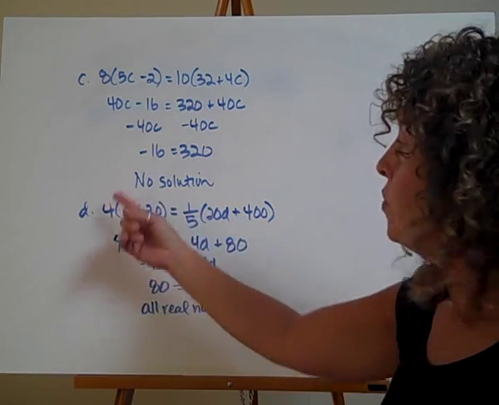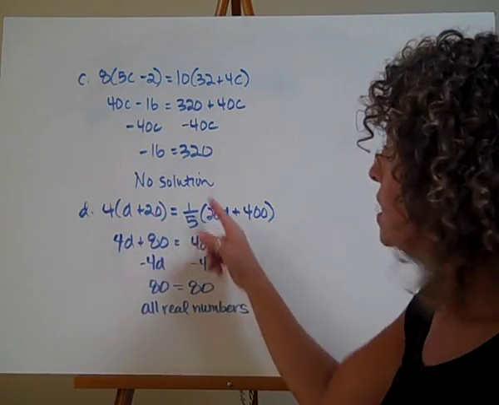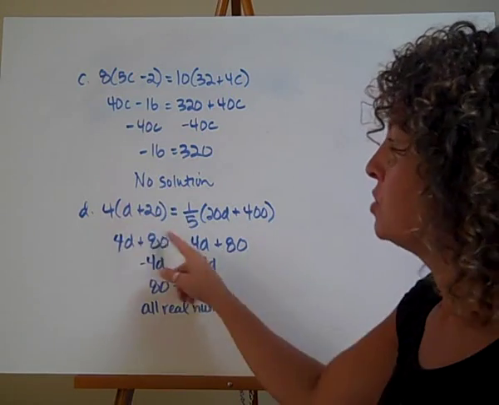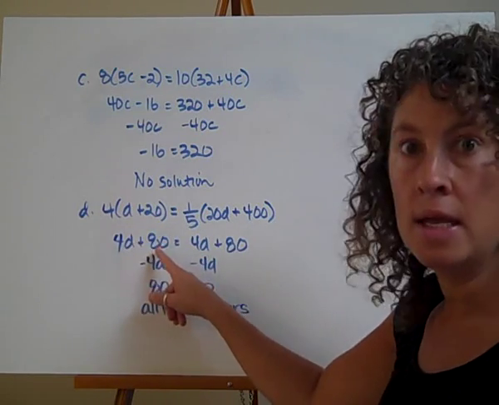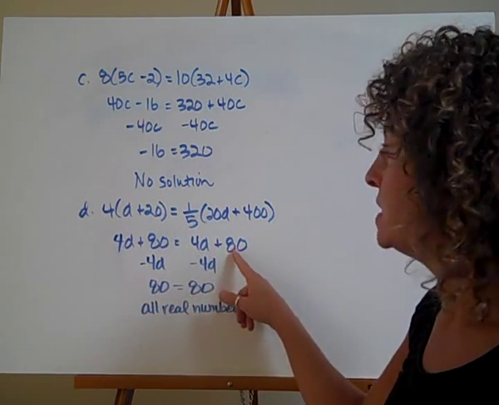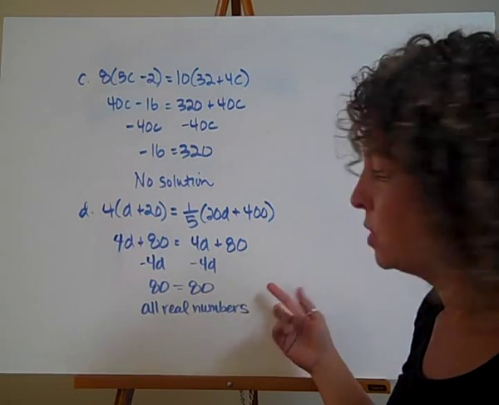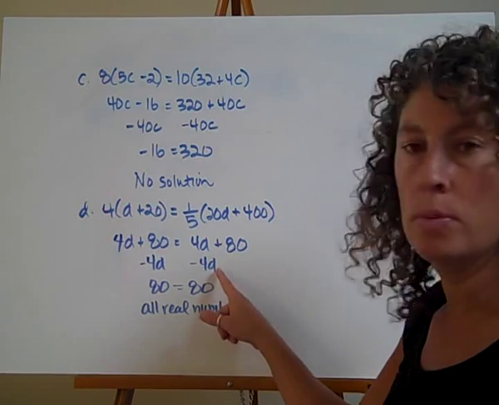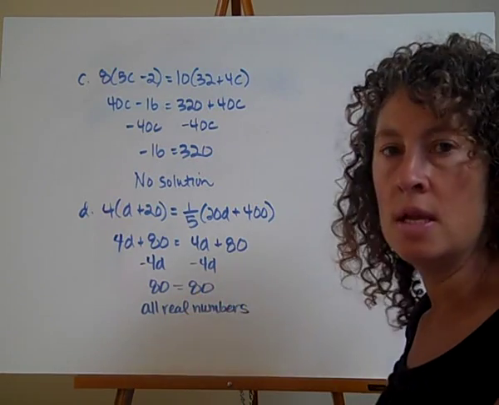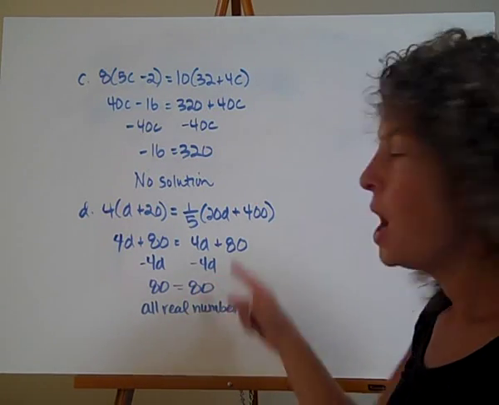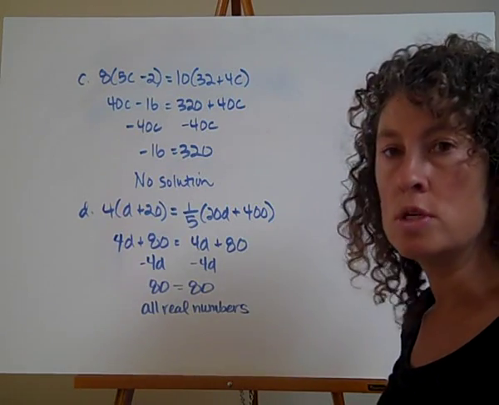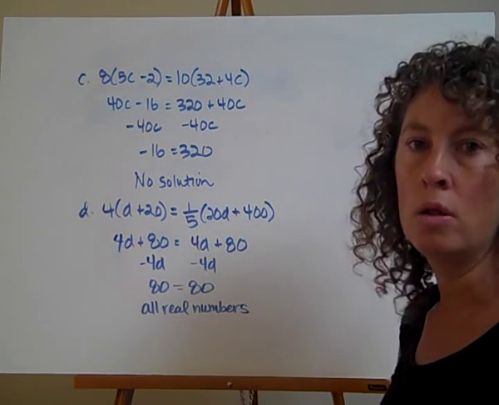And the last one, 4, and then in parentheses d plus 20 equals 1/5 times 20d plus 400. I distribute. I get 4d plus 80 equals 4d plus 80. Looking very similar here. Get rid of those variables, please. Subtract 4d from both sides. I have 80 equals 80. Since the two sides are equal to each other, I know I can put any value in there for d, and these two sides will be equal to each other. So I finish off with a solution of all real numbers.